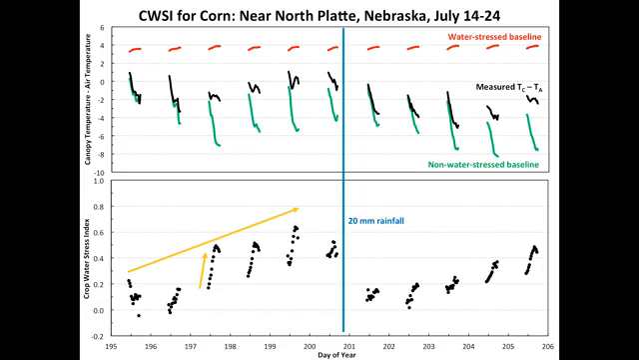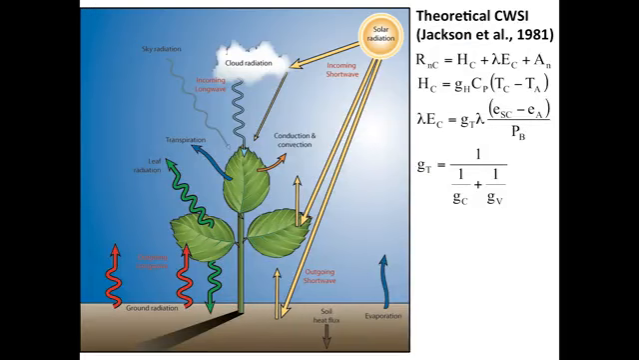In addition to the empirical crop water stress index, Jackson and colleagues in 1981 also developed a theoretical or energy balance based version of the crop water stress index. So rather than relying on the empirically derived baselines, they took all of the equations describing the energy balance for the plant canopy, shown here in the diagram, and they combined them and rearranged them to solve for the canopy to air temperature difference.